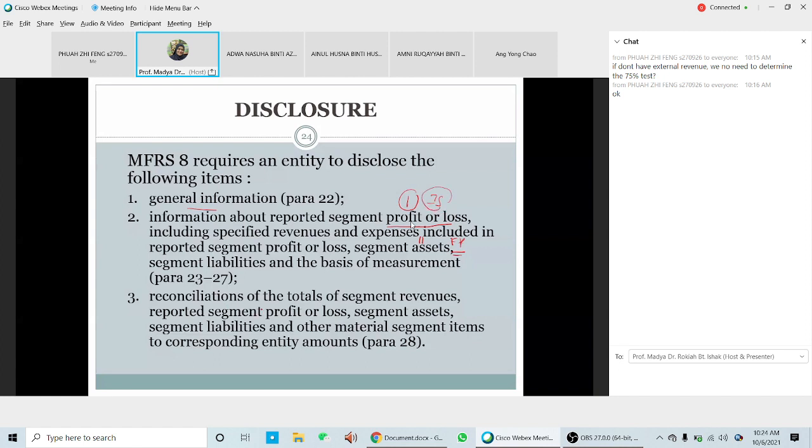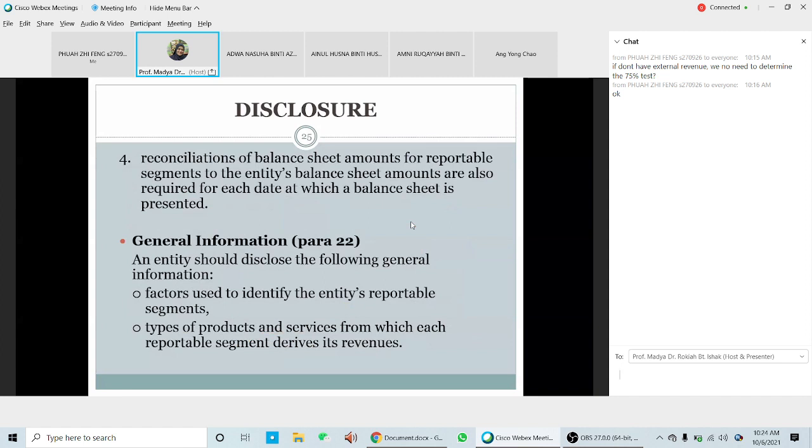And then the last thing is they need to reconcile the total segment revenue, assets and liabilities with the entity's amount, with the organization's amount. So this is the thing that we have here. Reconcile the balance sheet amount with the balance sheet amount of the entity at each date of the balance sheet presented. So operating segments need to reconcile the balance sheets.